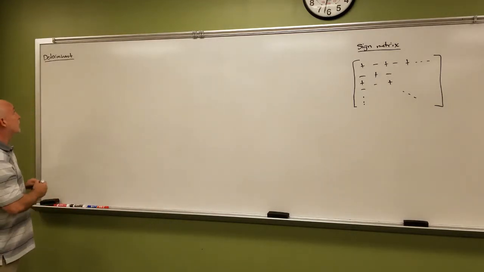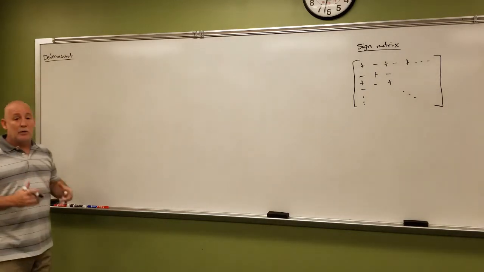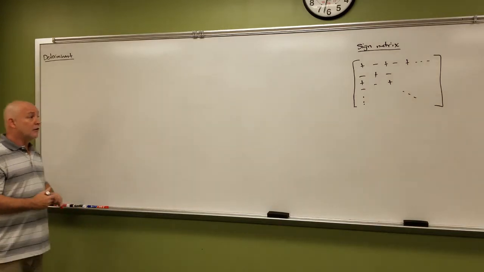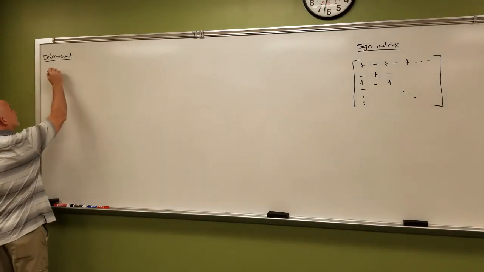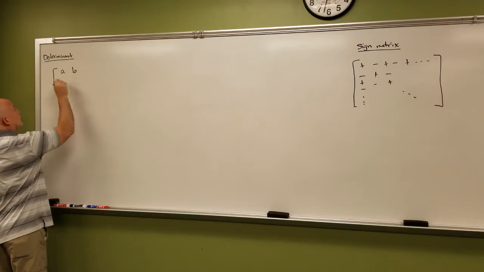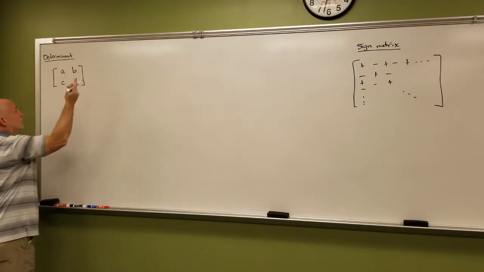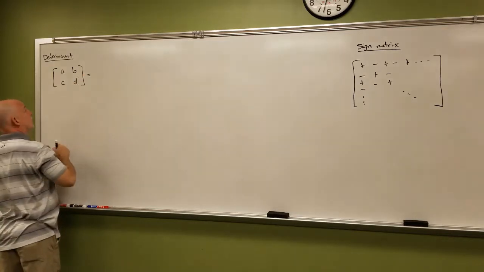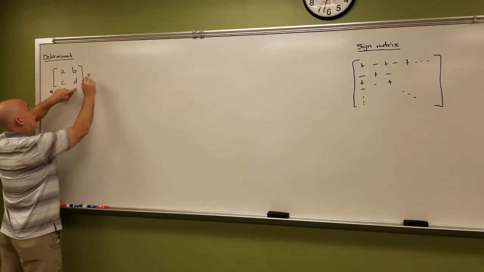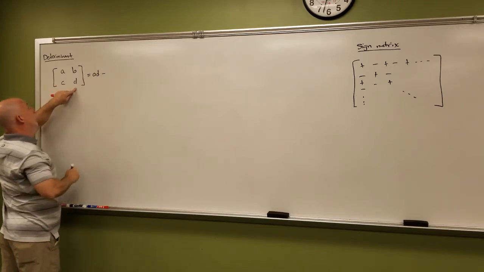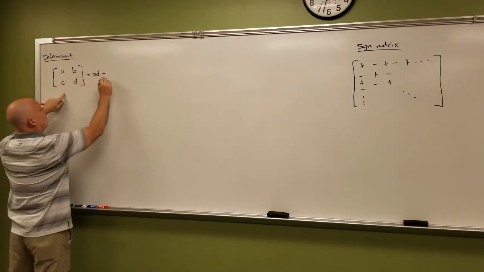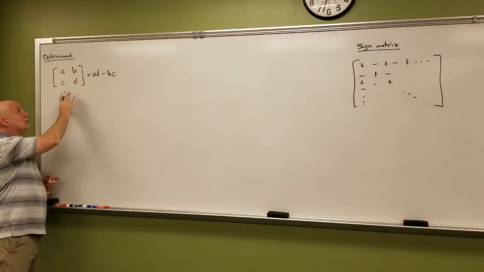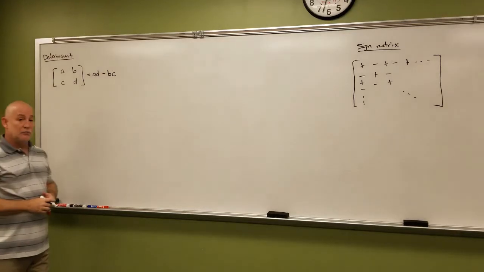Now the first thing, you can only find the determinant of a square matrix. Non-square matrices do not have determinants. So let's start out with a very simple definition. If we have the smallest, except for a 1 by 1, square matrix, the determinant of a 2 by 2 matrix is you multiply down the main diagonal, A times D, minus you multiply down the off diagonal, B times C. So by definition, this is the determinant of a 2 by 2 matrix.